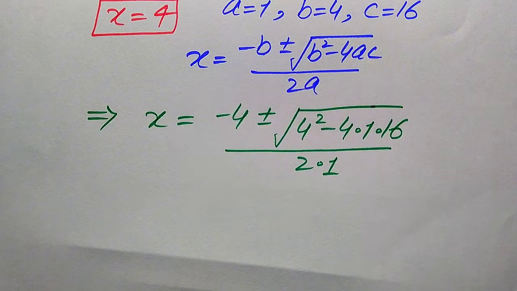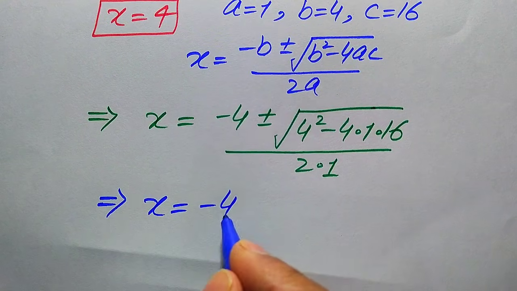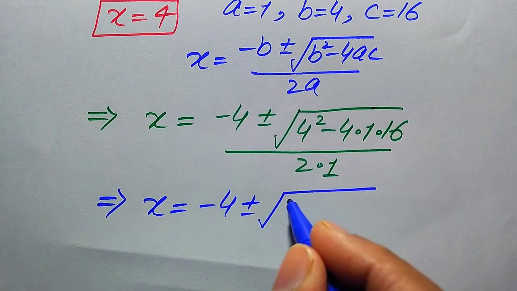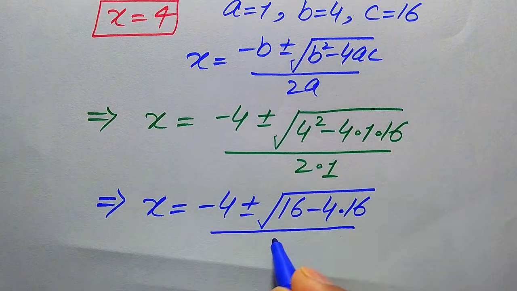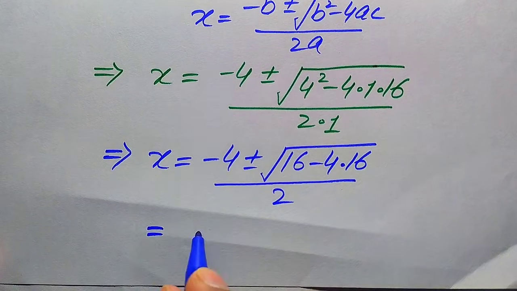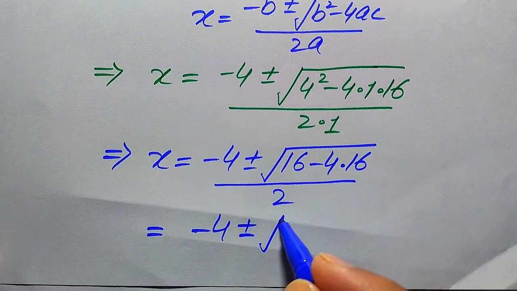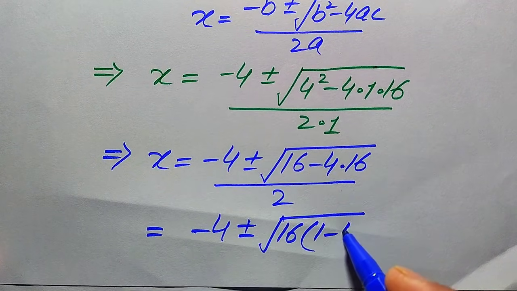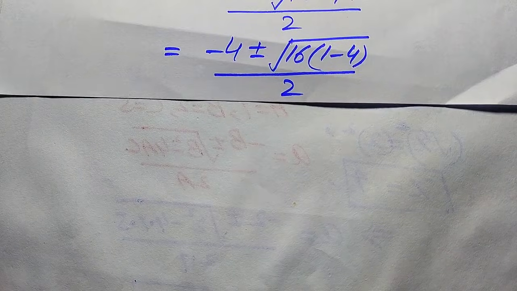In the next step, we need a little bit more simplification, and it will be written as x is equal to minus 4 plus minus square root of 4 square, and 4 square becomes 16, minus 4 times 16, divided by 2 times 1, which is equal to 2. Further simplifying, it will be written as minus 4 plus minus square root of 16. We need to take 16 common from here, and the remaining values are 1 minus 4, and it is divided by 2.